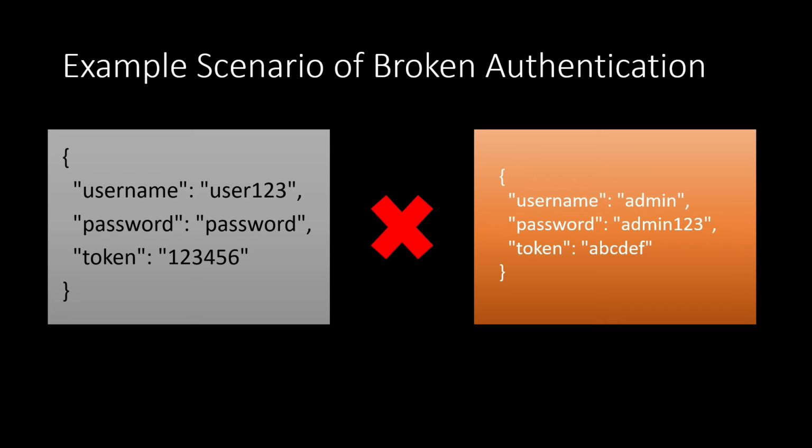In this example, the system allows simple passwords like password and admin123. The tokens 123456 and ABCDEF are also easy to guess. Such weak security measures make it easy for attackers to exploit the authentication process and gain unauthorized access.